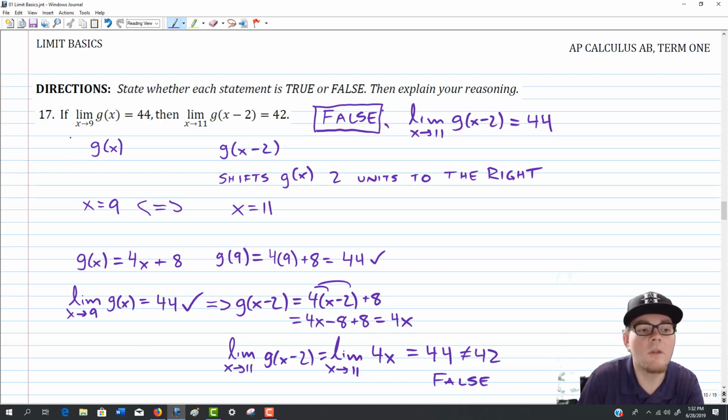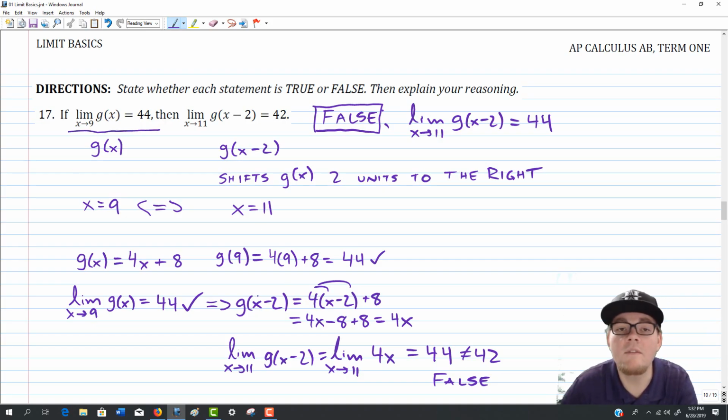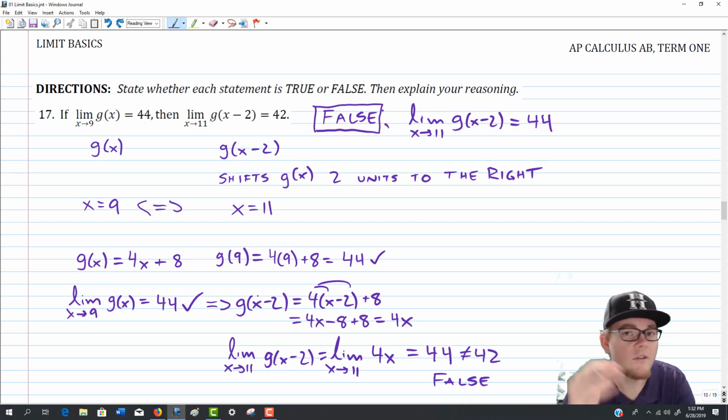We've given a situation where the limit as x goes to 9 of g of x equals 44, but the limit as x goes to 11 of g of x minus 2 does not equal 42. And if there's even a single situation where the statement is not true, that makes it a false statement. So voila, there it is. A tough problem, but you can see that there's a couple different strategies to take. A very conceptual one that relies on graphical transformation, and one that just involves finding a function and going from there. And I've seen really good success with that latter method. I think it's a good mathematical technique to go through.